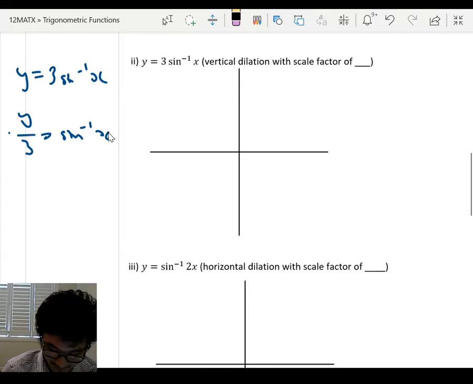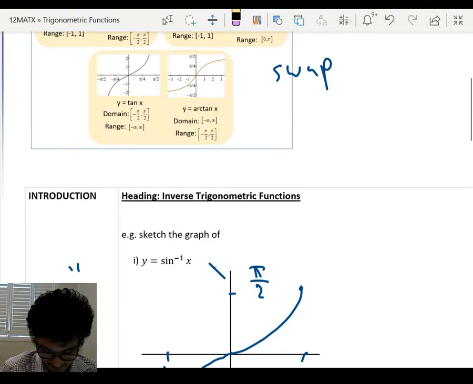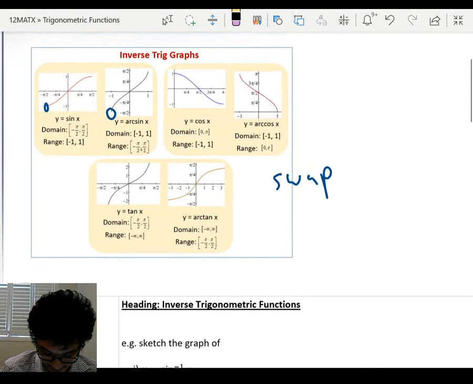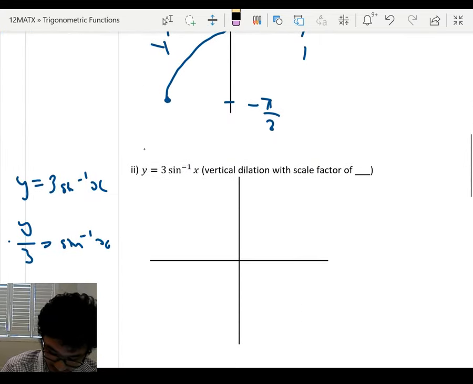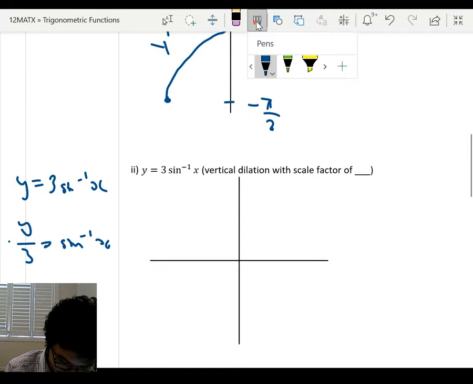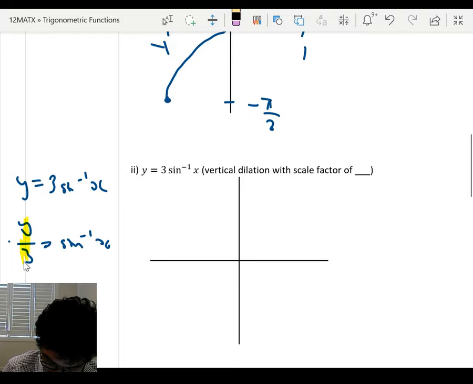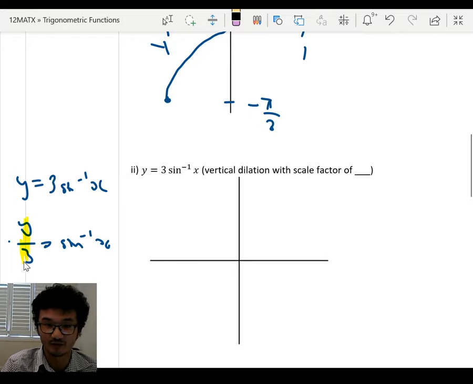Okay? And I want you to think about what's the normal range for our inverse trig functions. Just go back up. So our normal range is going from negative pi on 2 to pi on 2, right? So we take whatever's on this left-hand side over here, because I know that this has to be between negative pi on 2 and pi on 2.